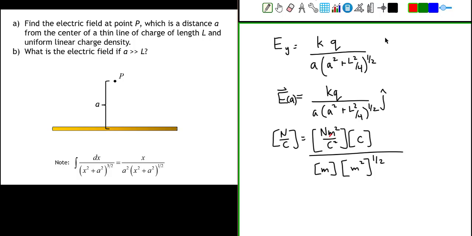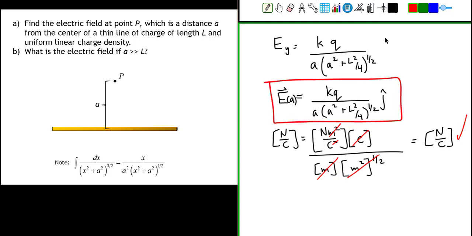The meter squared in the numerator cancels with the meter squared in the denominator. A coulomb in the numerator cancels with one of the coulombs in the denominator, and we are left with units of newtons per coulomb. Now that we know our units check, we could box our final answer. This is the electric field at a point A along our y-axis.